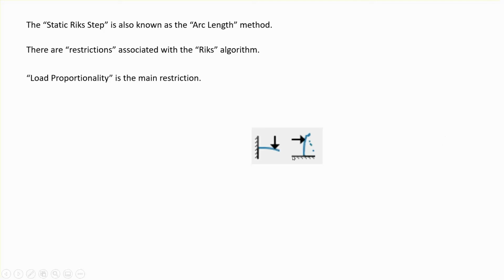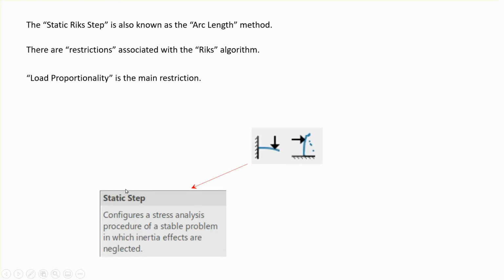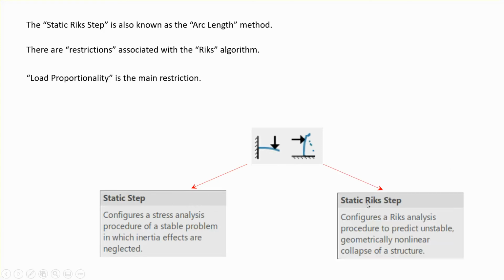Now here are the icons. This is the static step, the regular one that we have used before, and this is the static Riks step. You can see like that. This is a description for a static step, something that you probably know. But the static Riks step description says it configures a Riks analysis procedure to predict unstable geometrically nonlinear collapse of structures. So that's the category of problem that we're dealing with.